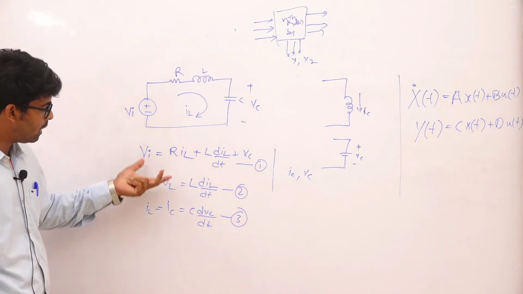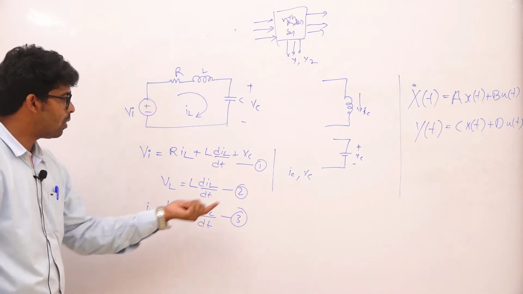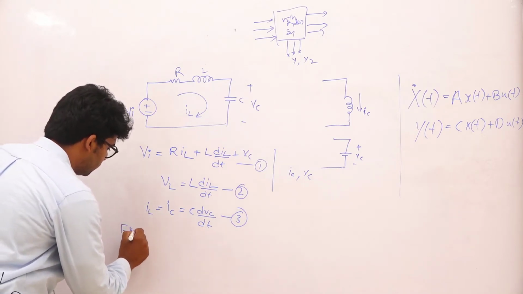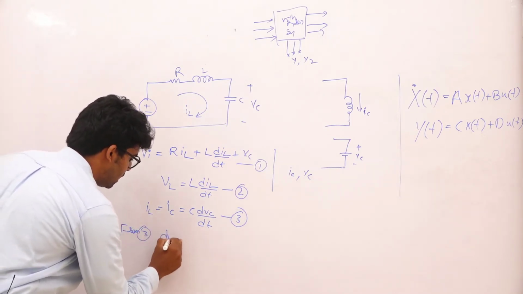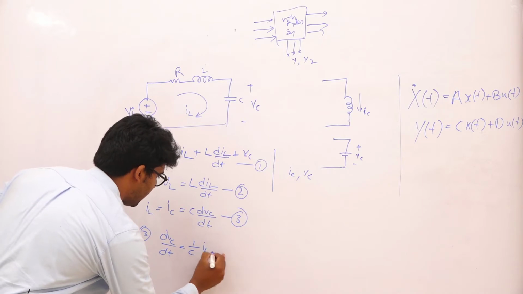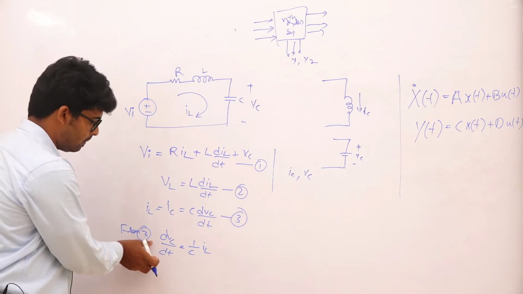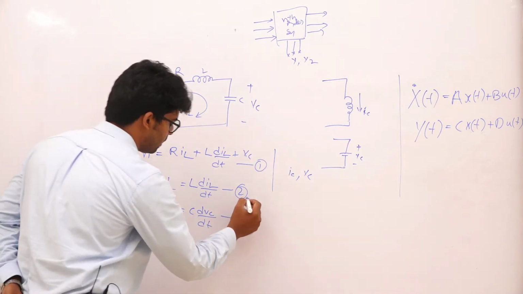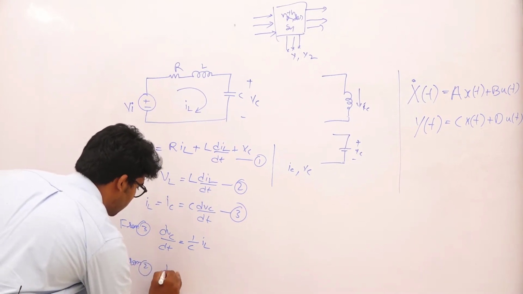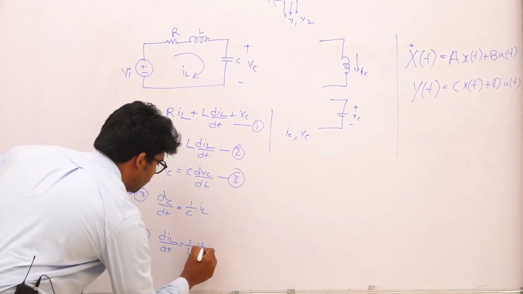So I kept the change in current in the inductor, we have this equation, and the change in voltage, we have this equation. From the third equation, we have dVC by dt equal to 1 by C into IL. This is the first order equation of voltage VC. And then from the second equation, we have dIL by dt equal to 1 by L into VL.